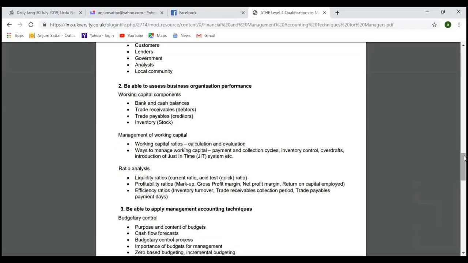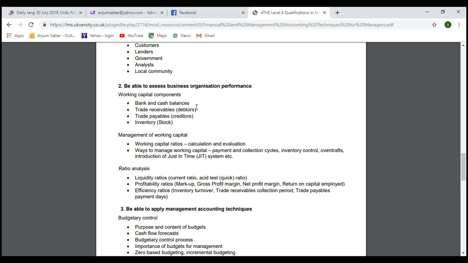And today's lesson will focus on LO2. LO2 is learning outcome 2, where we're supposed to learn about the bank and the cash balances, trade receivable and debtors. What is meant by debtors? Debtors is also known as trade receivable, and why do we have a trade receivable?